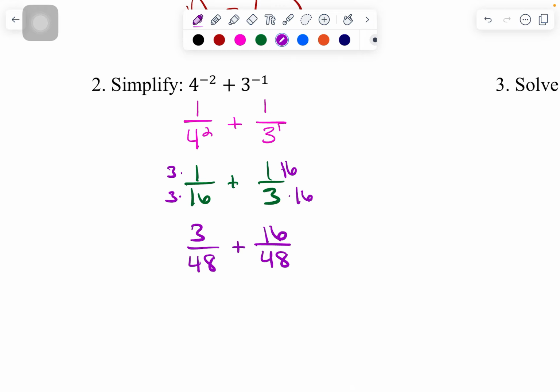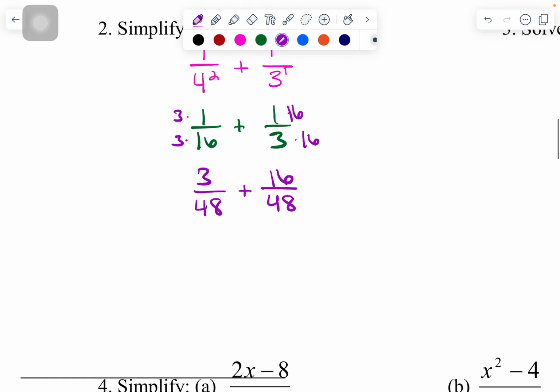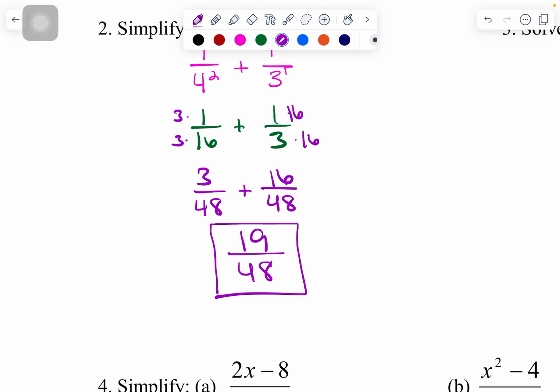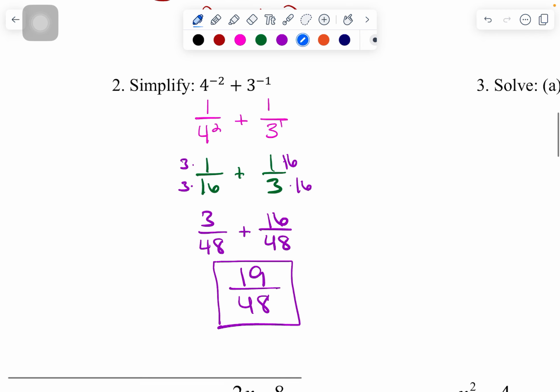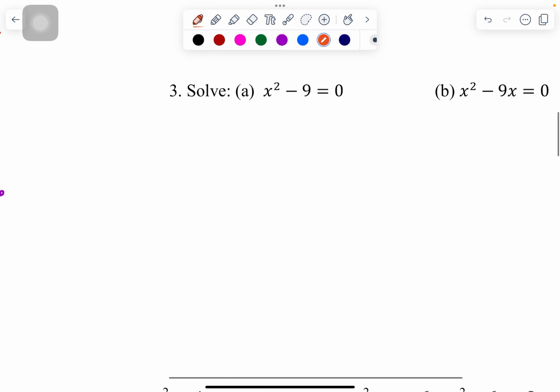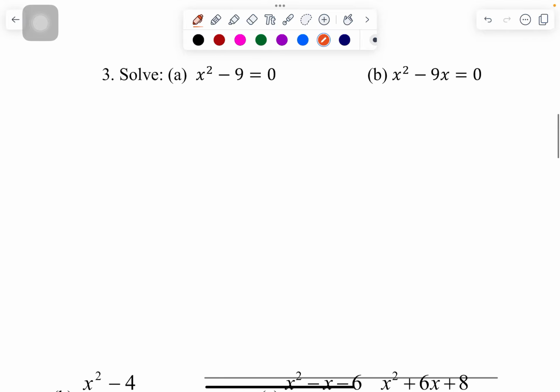All right. So let's see. Now that I've got the common denominator, I can go ahead and write a single fraction here. And let's see, 3 plus 16 makes 19 over 48. All right. So order of operations here, you have to do your exponent first. These exponents are going to create fractional numbers. And so we are going to deal with those fractions then by adding them together. All right, I believe I can keep going here. So let's go ahead and move on to question number 3, part A and part B.